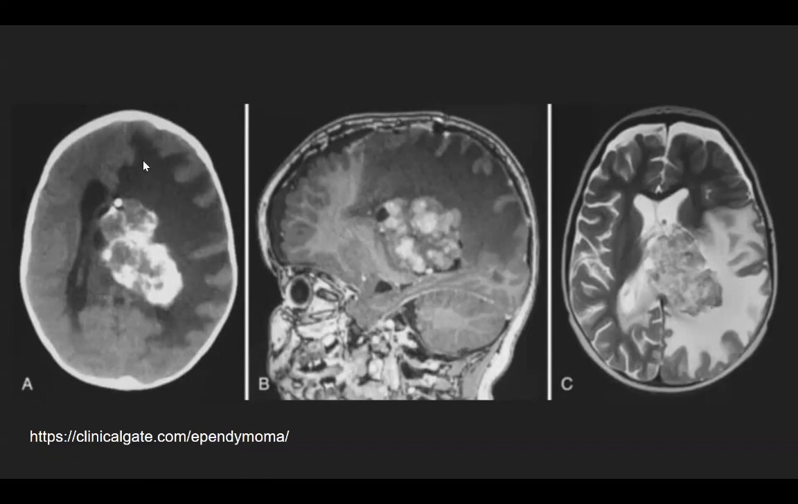And there's significant perilesional edema. You can see the vasogenic edema here. The lesion is paraventricular. It is in the vicinity of the ventricle, but there is some intraventricular component as well. And when you see the sagittal section, this is T1 post-contrast. You see that there is patchy uptake of the contrast. There are some regions which are hyperintense.